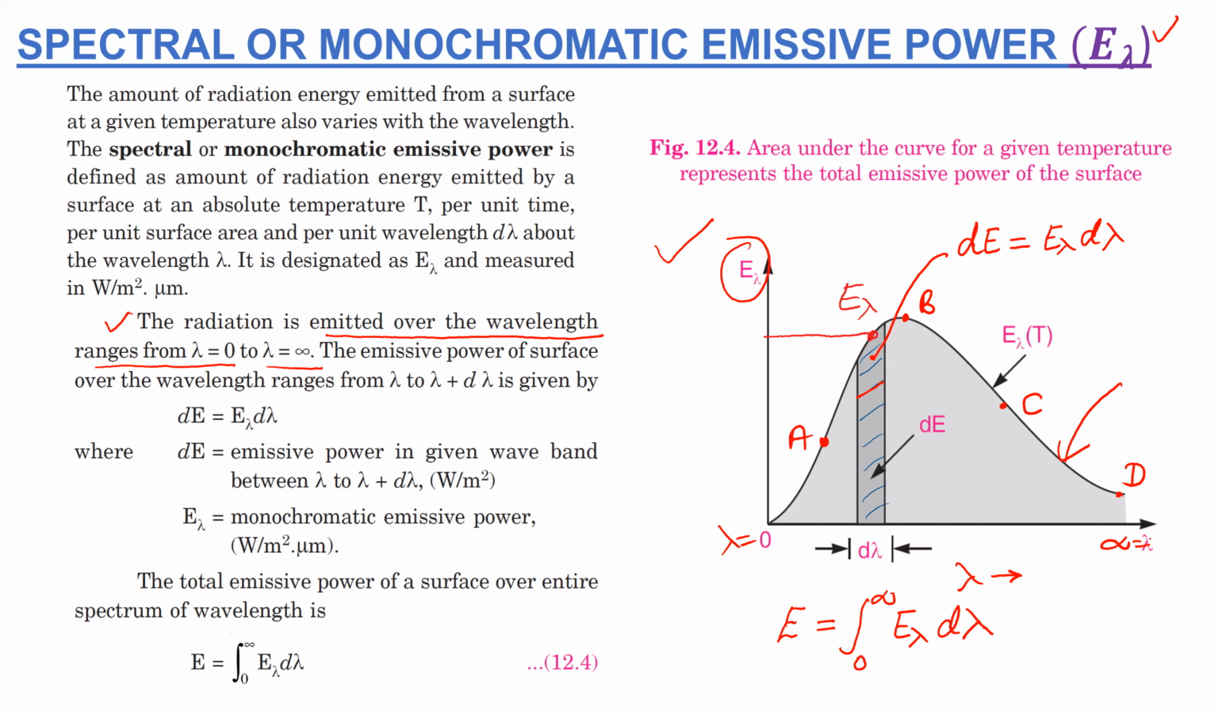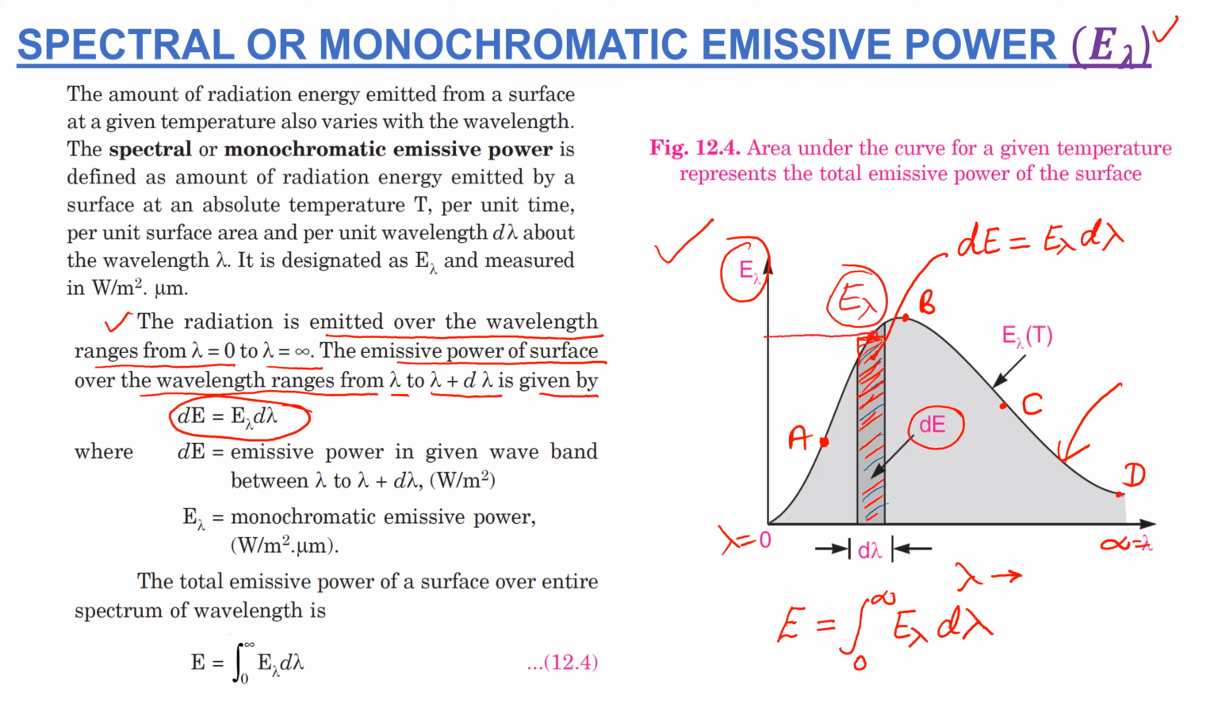As you can see, this is the curve here. Now the emissive power of a surface over the wavelength range from lambda to lambda plus d lambda is given by dE equal to E lambda into d lambda. What we have done in the curve is consider this hashed area. This energy is given as dE, and if we take E lambda as the average value for this d lambda range, then the total energy can be considered as a rectangle here. You can see it here.